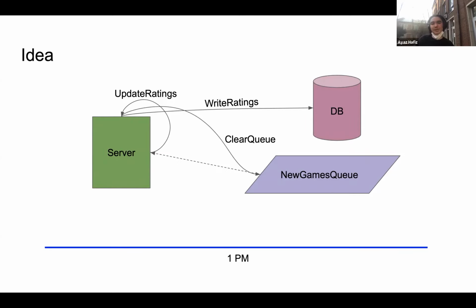Yeah, so at 1 p.m., the server is like, all right, let's yank everything from this queue of games that ended, recompute, push it back into the database, clear out the queue, and move forward, right? Okay, so I hope this makes sense. I think it's pretty straightforward, but if it's not straightforward, let me know.